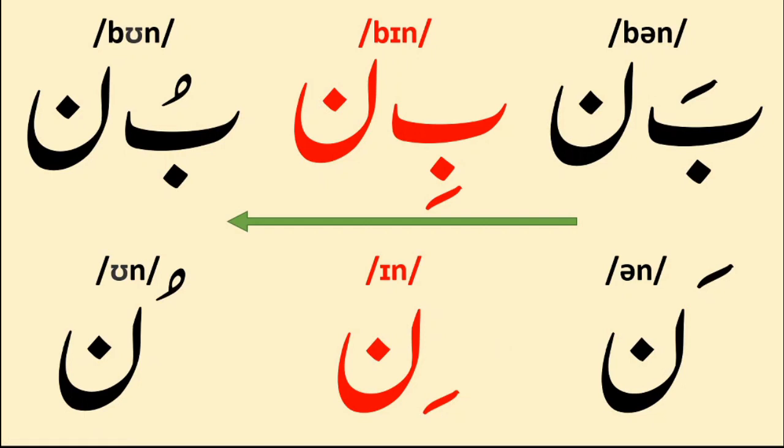So if we don't write these symbols, we won't be able to tell whether there's a zabar or zer or pesh over there. So that's why we need a silent alif. So that says an. Alif is not giving you a sound. It's there to carry this zabar, because zabar can't be on its own. Same way, this alif is holding this zer to make in, and this alif over here is holding this pesh to make un.